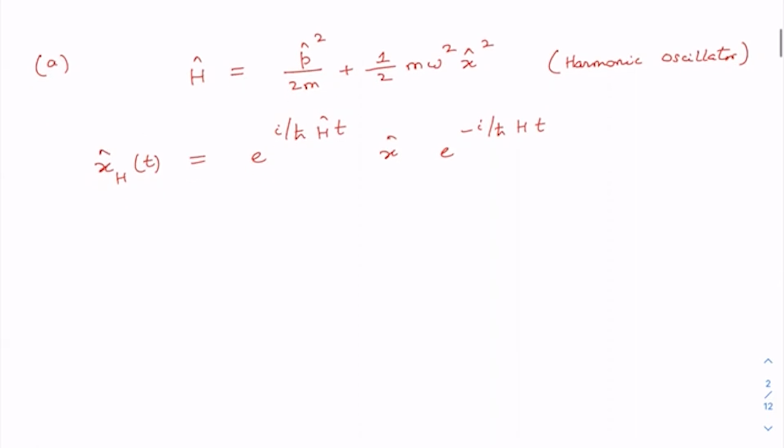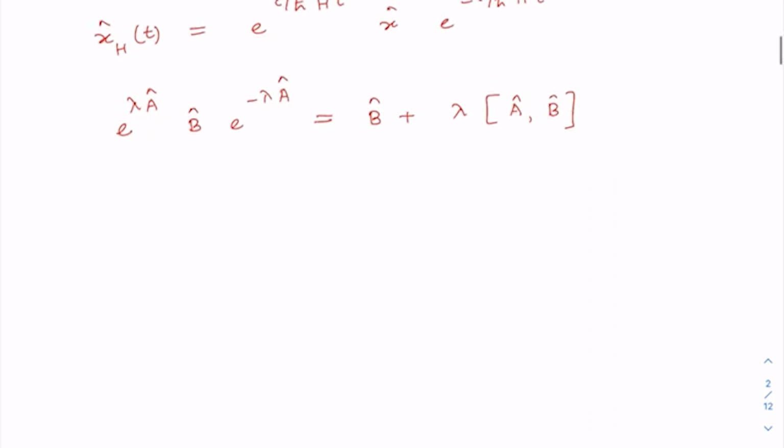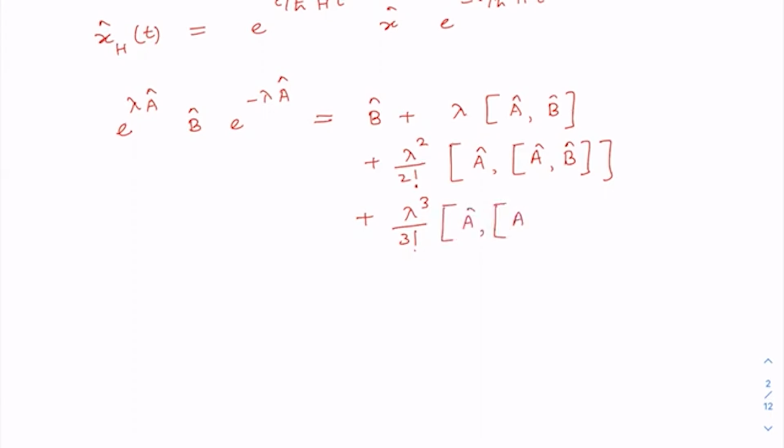Now to simplify this expression, we can use the well-known Baker-Hausdorff formula: e to the power lambda A, B, e to the power minus lambda A. You know that this would be B plus lambda times the commutator of A and B, plus lambda square by 2 factorial, A commutation with the commutator AB, plus lambda cube by 3 factorial, A commutation with the commutator of A with AB. And you'll have higher order terms in a similar fashion.